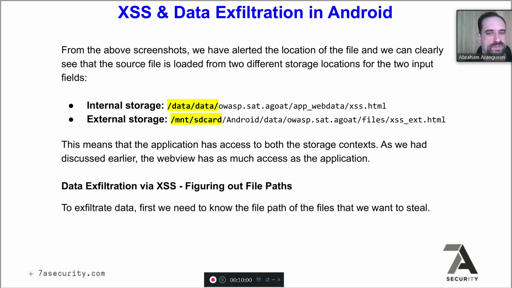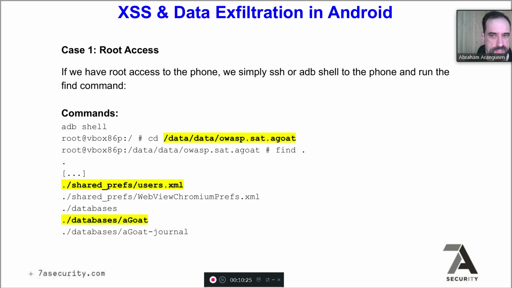So you have XSS by definition, basically, right? Even a physical attacker could extract the SD card, modify the HTML file, and then gain XSS on the application on the phone that way, right? Then, since we're doing data exfiltration with XSS, we need to figure out the location on the file system of the file that we want to steal.